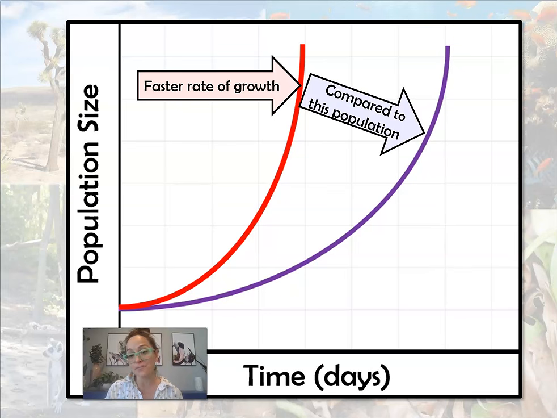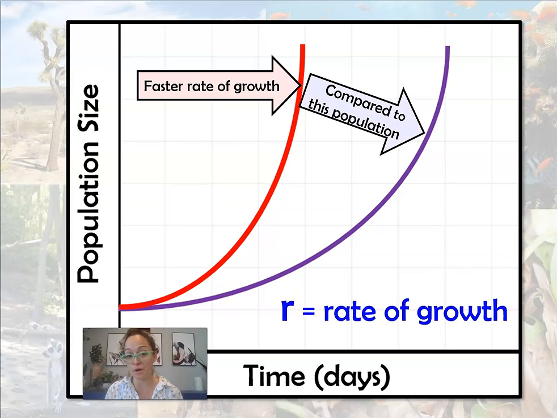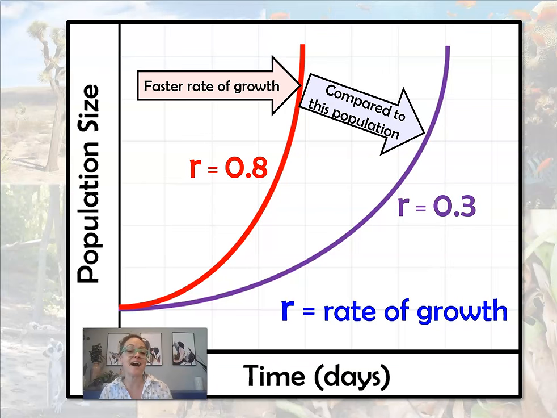Now, something else you're probably going to see when talking about population growth rates is this value called R. Now, R stands for rate of growth. There's different ways to phrase it, but basically R is growth rate. And out of these two populations, we can look at the slope of the line, and we can envision that the red population is growing at a faster rate compared to the purple population. So if I were to assign R values to this, these are arbitrary, I made them up, but the red line would have a higher rate of growth compared to the purple line. So it's growing at a faster rate, and therefore it has a higher R.